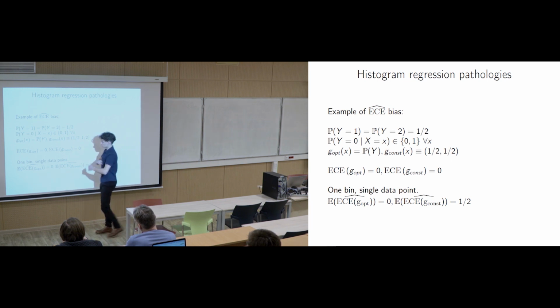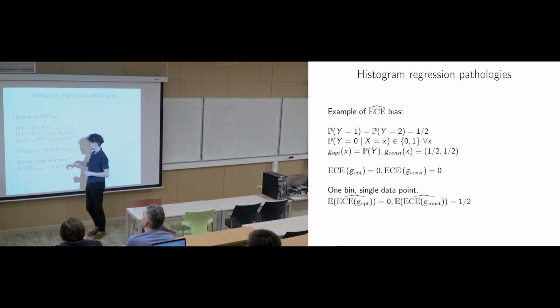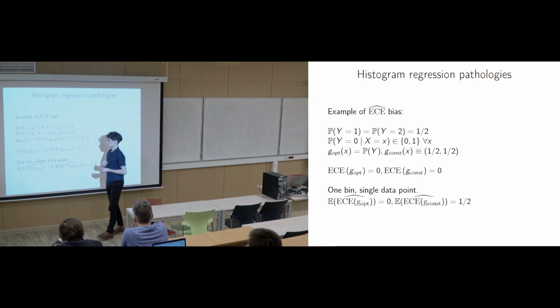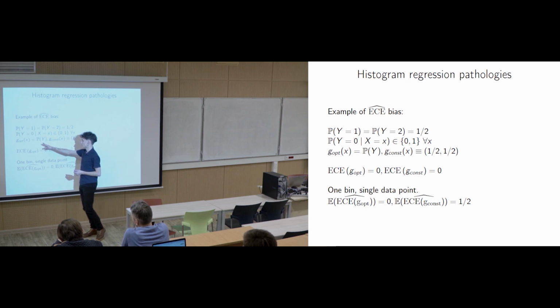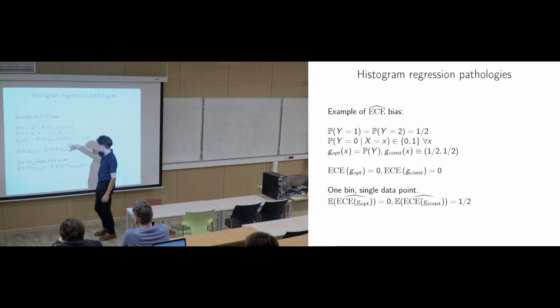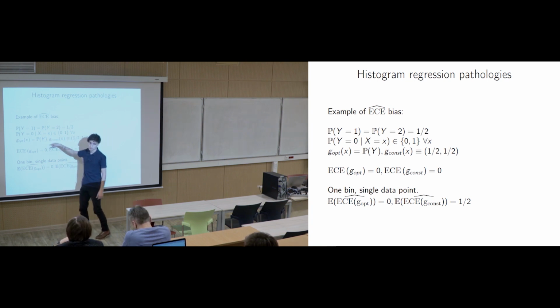And we can think of two models, G optimal and G constant. G constant just predicts equal probabilities of classes. G optimal predicts the true probabilities. So for both, those probabilities are not dependent on X, right? Or they are. Here, they should depend on X. This is a mistake.